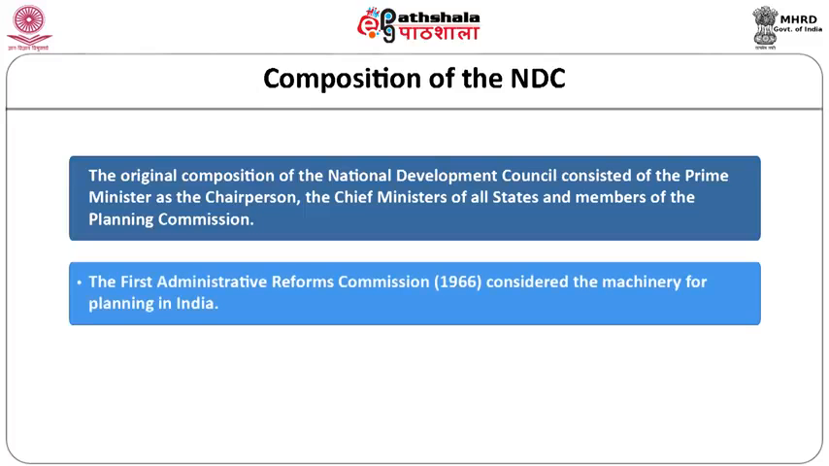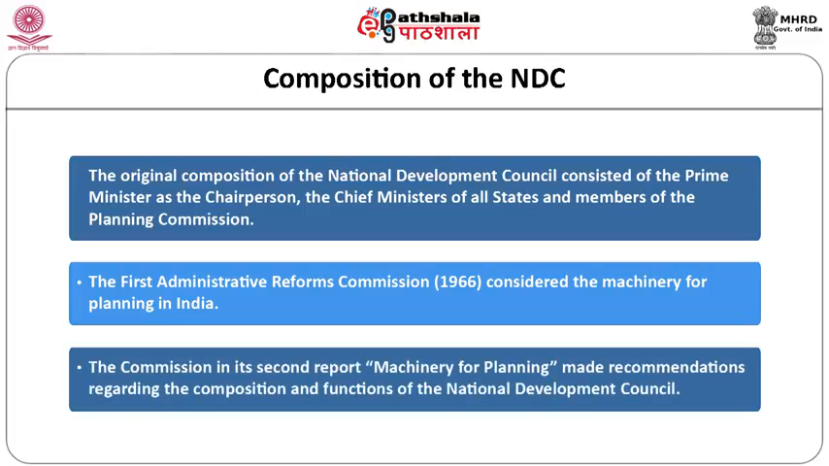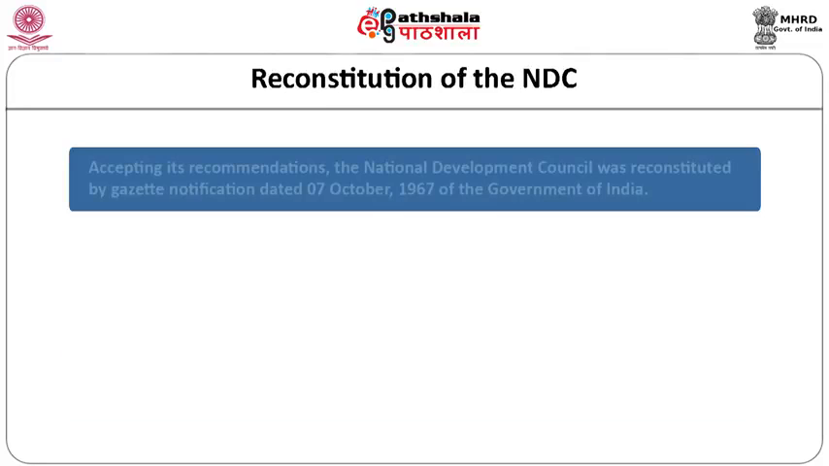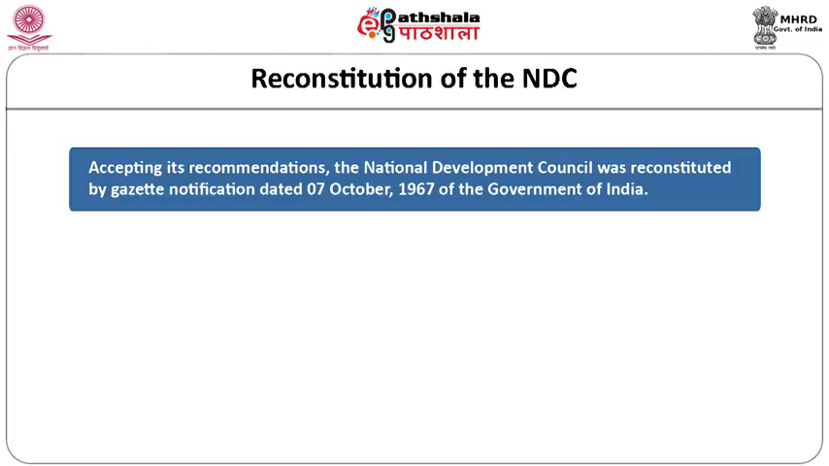The first Administrative Reforms Commission in 1966 considered the machinery for planning in India. The Commission, in its second report, Machinery for Planning, made recommendations regarding the composition and function of the National Development Council. Accepting the recommendations, the National Development Council was reconstituted on 7th October 1967 by the Government of India.